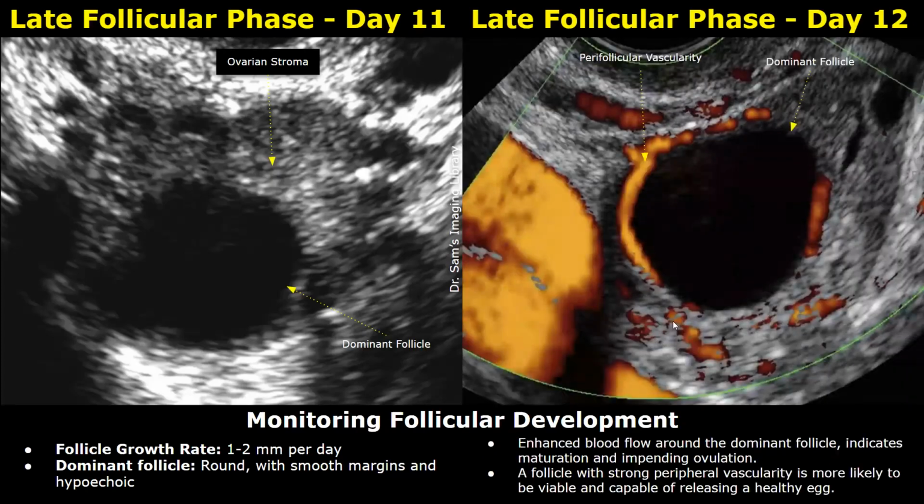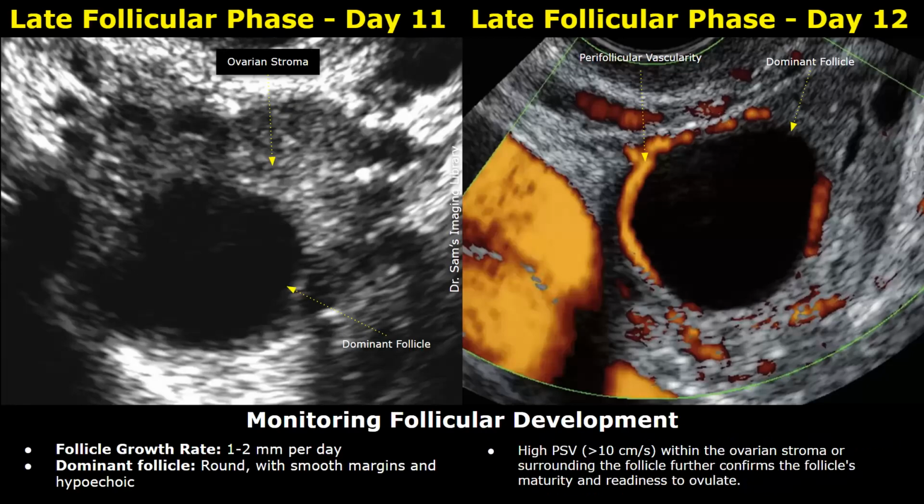On power or color Doppler, enhanced vascularity seen around the dominant follicle is a good sign which indicates maturation and impending ovulation. A follicle with strong peripheral vascularity is more likely to be capable of releasing a healthy egg. If this perifollicular vascularity is absent, it may indicate a failure of ovulation.